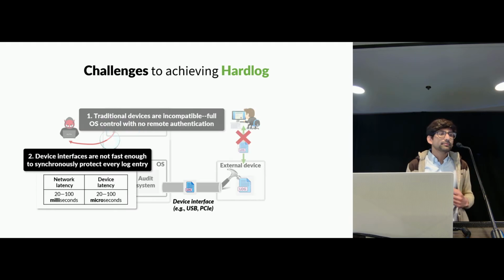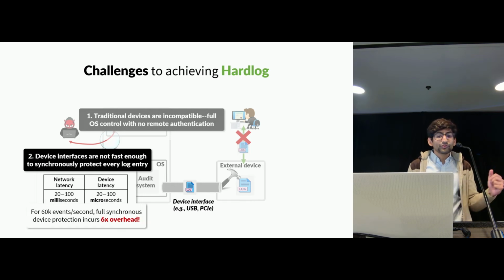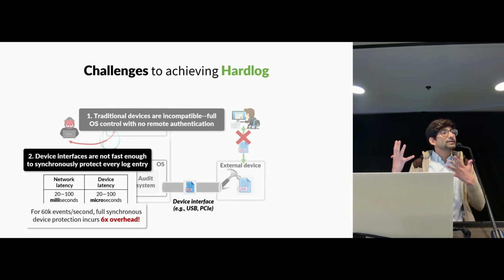The second problem is that although device interfaces are significantly faster than network storage interfaces, they are still unfortunately not fast enough for us to synchronously protect every single log entry. In fact, in one case study, what we observe is that for a particular set of events produced on a machine per second, full synchronous device protection can incur up to 6 times performance overhead, making this an infeasible approach too.